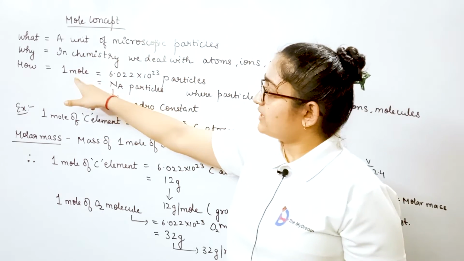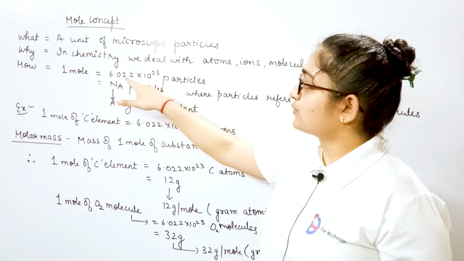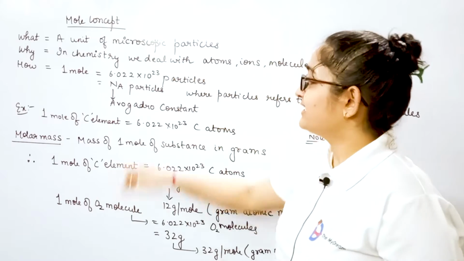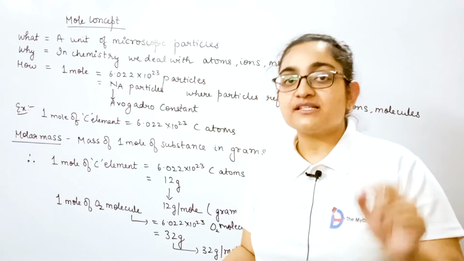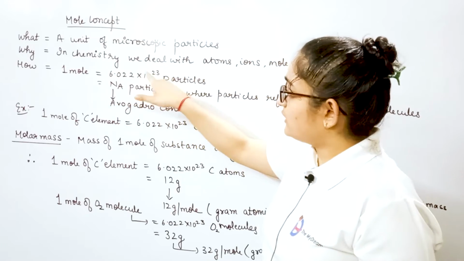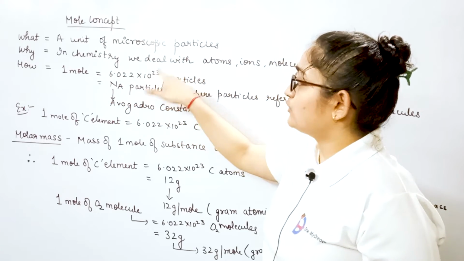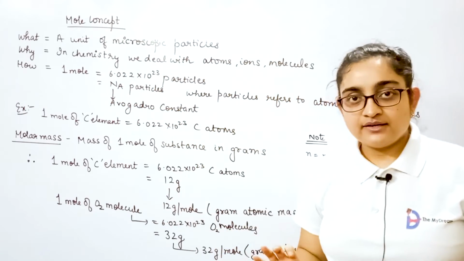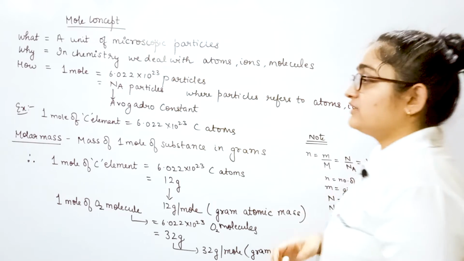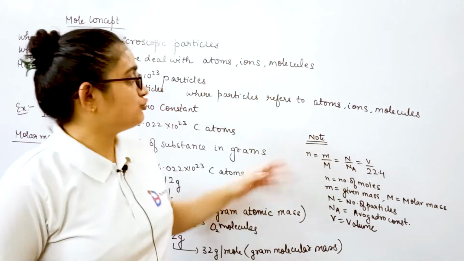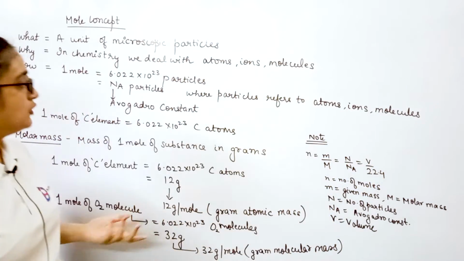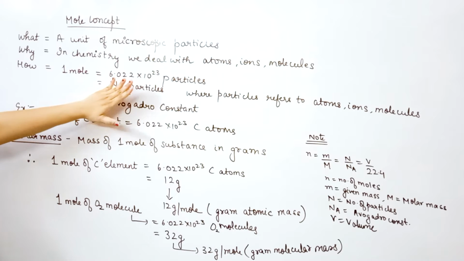So 1 mole you can write either in this form, that is 6.022 into 10 to the power 23 particles, or you can write Na particles, where Na is Avogadro's constant, and this Na is equal to 6.022 into 10 to the power 23. Clear? And now what do particles refer to? Particles refer to atoms, ions or molecules.